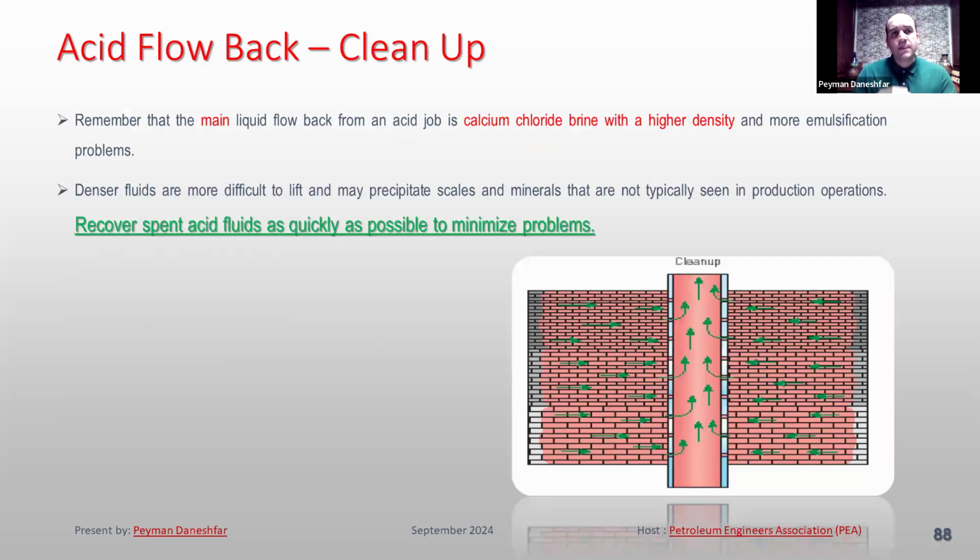Here you can see that, remember, the main liquid flowback from an acid job is calcium chloride brine, with higher density and more emulsification problems. Denser fluids are more difficult to lift and may precipitate scale and minerals such as iron, ferric and ferrous, which are typically seen in production operations. Recover spent acid fluid as quickly as possible to minimize the problem. So shut-in time, it's better not to have.